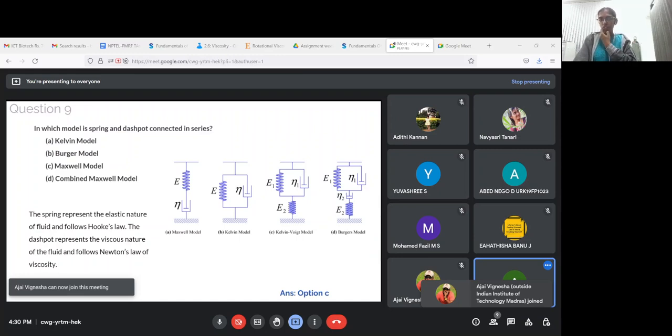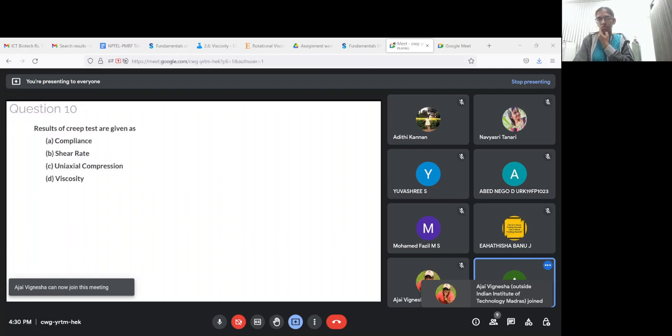Okay. So moving on to the last question. Results of a creep test are given as compliance, shear rate, uniaxial compression, and viscosity. So do you guys know what a creep test is? So where do we use a creep test? Do you guys know that? If not the entire principle of it.